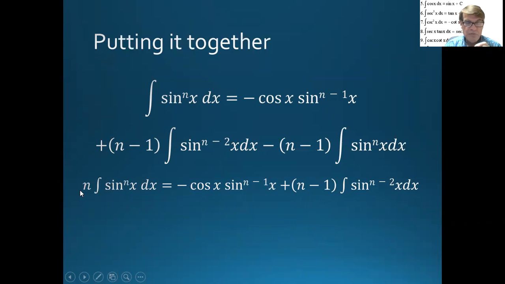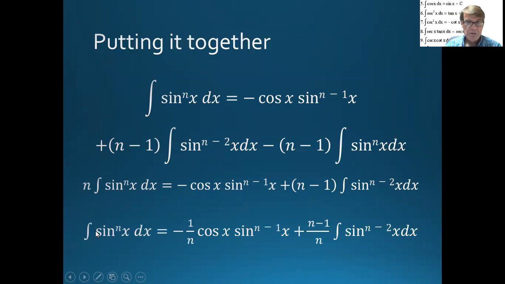And then all we have to do is divide both sides by n, and we end up with this expression: in general, the integral of sine to the power n of x dx is going to equal minus 1 over n times cosine of x times sine to the n minus 1 of x, plus this divided by n, minus 1 over n times the integral of sine to the n minus 2 of x dx.